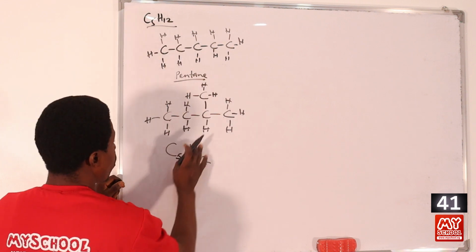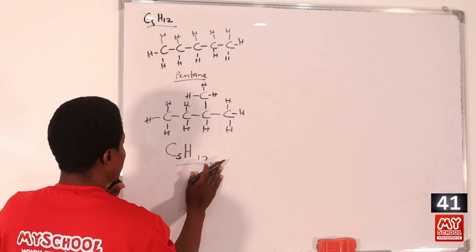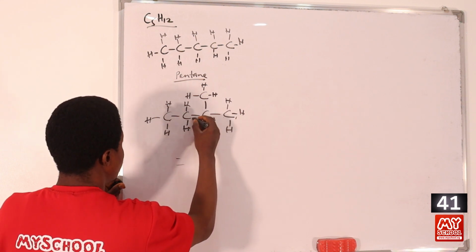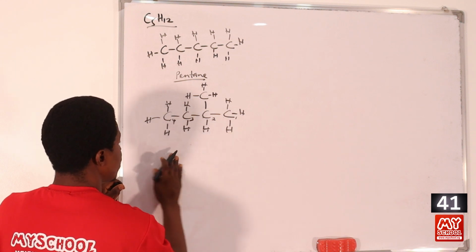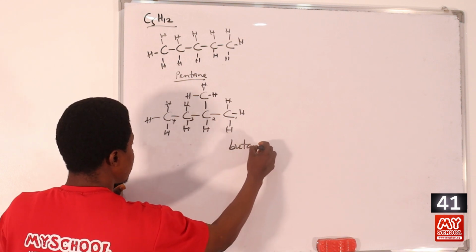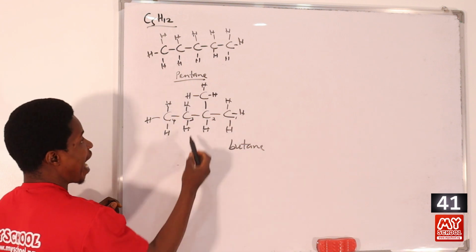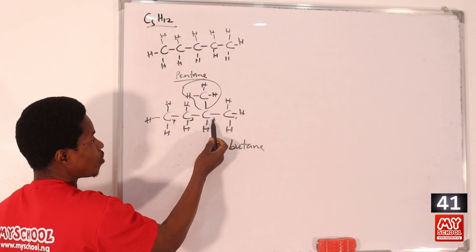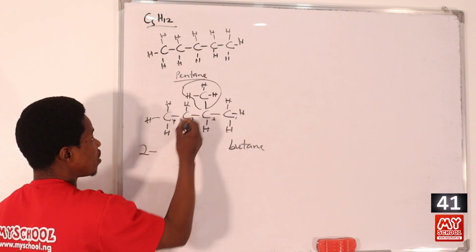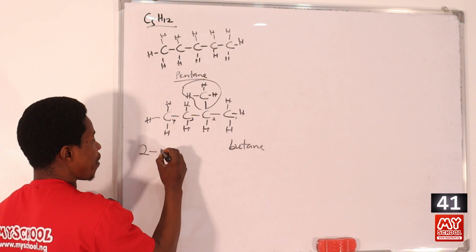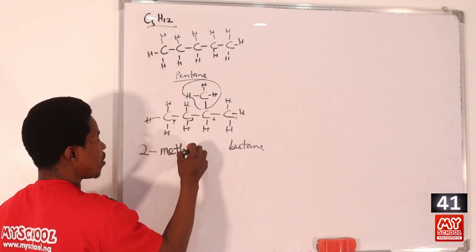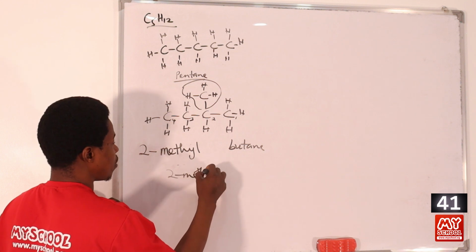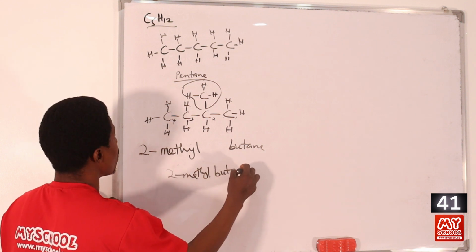So what is the IUPAC name for this? This is carbon 1, carbon 2, carbon 3, carbon 4. So the straight chain is actually butane, because we have 4 carbon atoms. Then we have a substituent group on which carbon atom? On carbon number 2. What is it? CH3, that is methyl. So that is 2-methyl butane. So this is one of the isomers of C5H12.